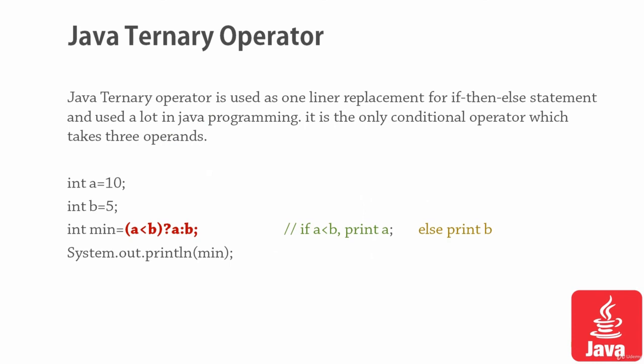So here it is. Here we have the condition A is smaller than B. The question mark symbol, then A, which is block 1, if the condition is true, and B if the condition is not true. Similarly, we have the values A equals 10, B equals 5. A is not smaller than B, so it will execute the B statement and print B. So the minimum value will be printed. It is used as a one-liner replacement for the if-then-else statement and is used a lot in Java programming.